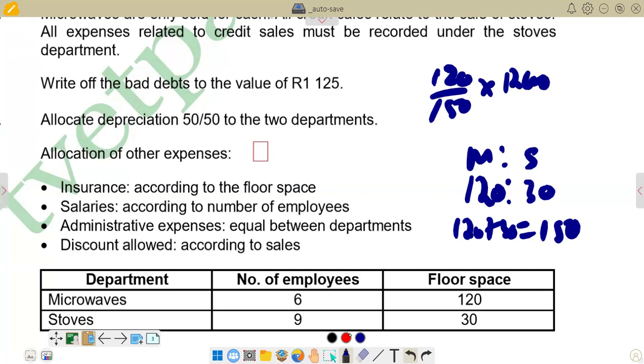Do the same for stoves. So this is microwaves. Then for stoves, we've got 30, so we say 30 over 150, then multiplied by 12,600. So this is the calculation that we are going to employ there. So we can just go there and do that calculation on the other section.